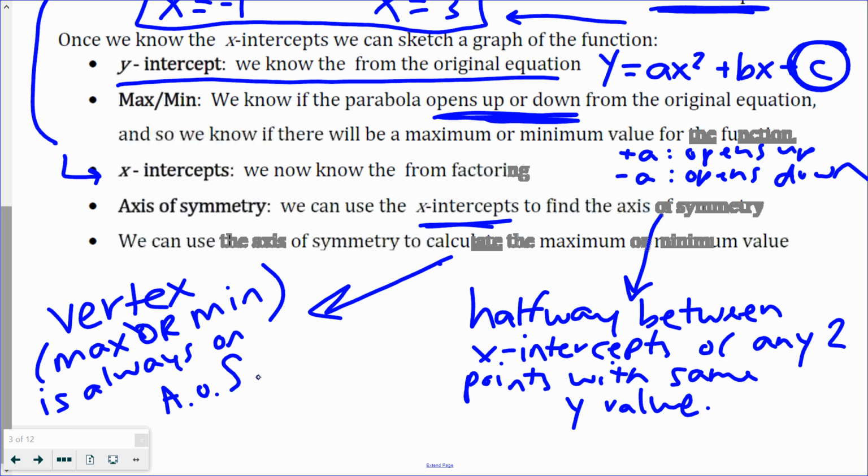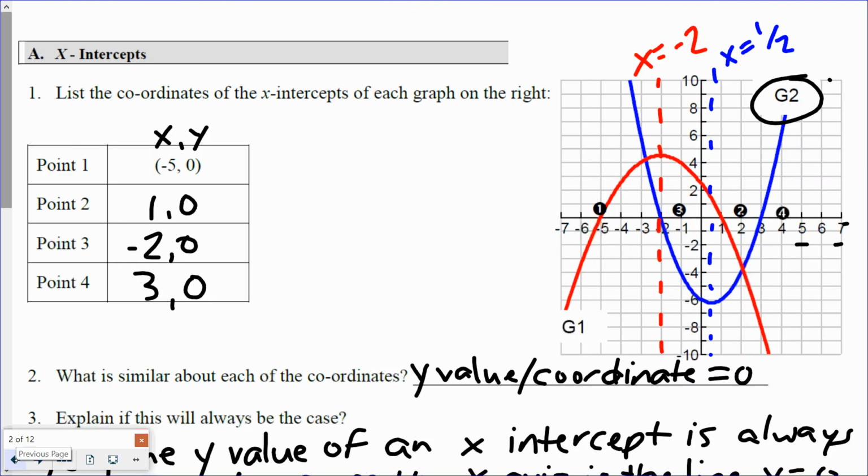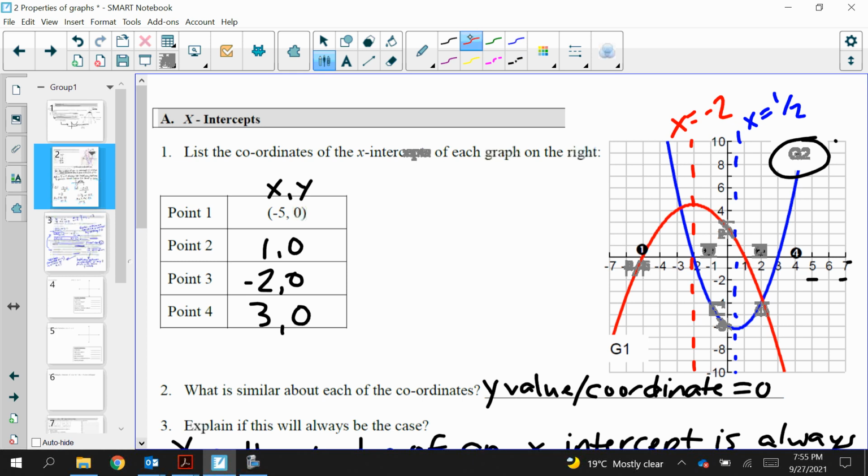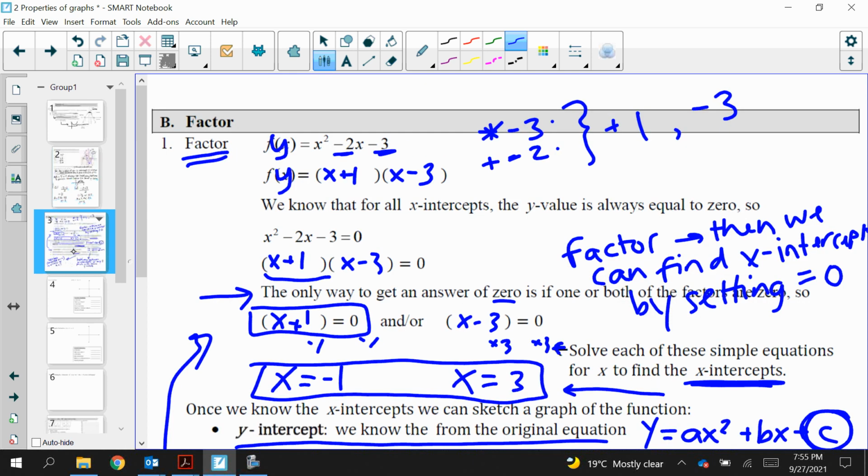So if we, sorry, you might need to write that, so pause it. I'm going to flip back. If we look at this, so these graphs that we had earlier, you can see that for my graph 1, my vertex is right here, and it's right on the axis of symmetry. And for my graph 2, this one has a minimum, but my vertex is on the axis of symmetry. Okay, are we done with this page? I think we're done with this page.